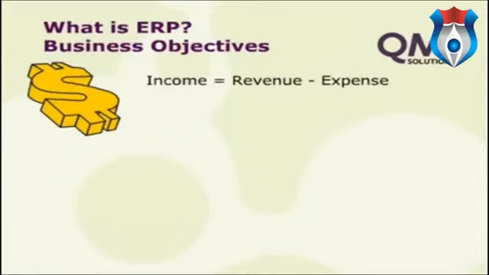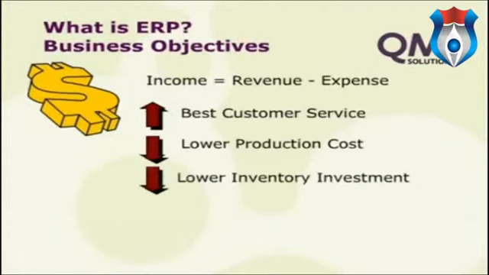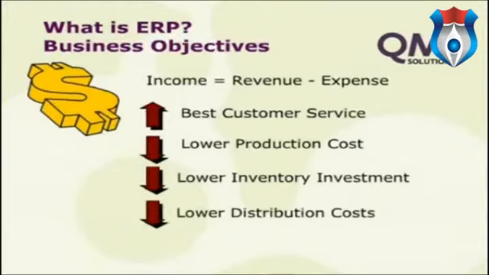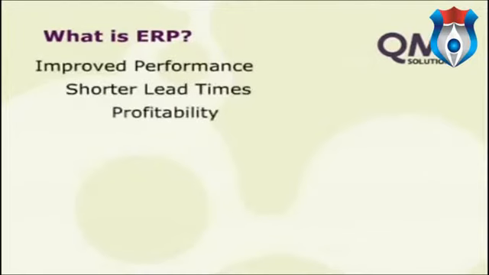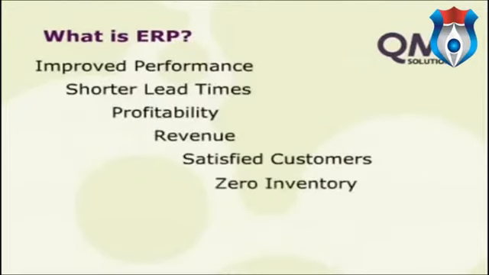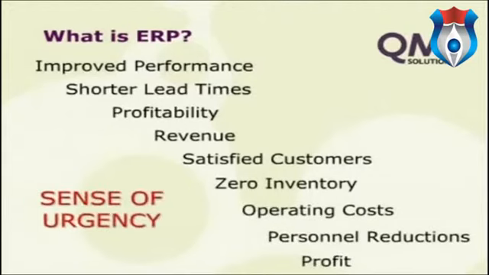To understand what an ERP system is, let's look at the business objective. The high-level objective for a business is to increase its net income, with net income equaling revenue from sales less the expenses incurred on those sales. Therefore, to increase net income, businesses can improve customer service that will attract more customers and create loyalty among existing ones.